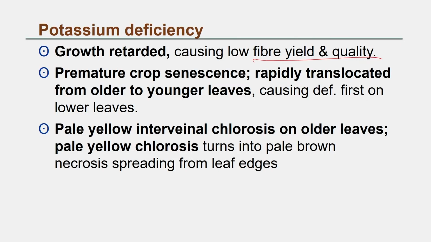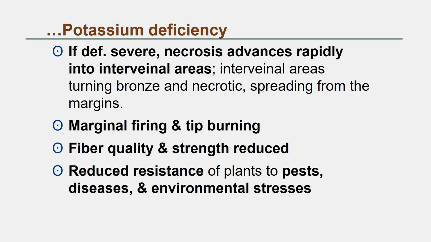The deficiency symptoms include retarded growth causing low fiber yield and quality, and premature crop senescence. It is rapidly translocated from older to younger leaves, so the deficiency symptom of potassium also comes on older leaves. Pale yellow interveinal chlorosis on older leaves. Pale yellow chlorosis turns into pale brown necrosis spreading from leaf edges. So the typical deficiency symptoms of potassium are marginal firing and tip burning. You can see marginal firing and tip burning.